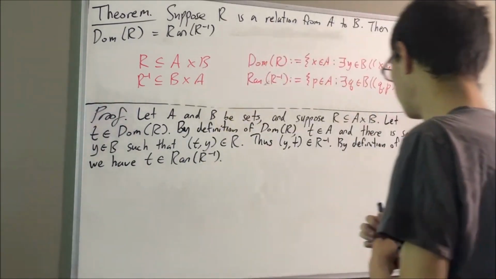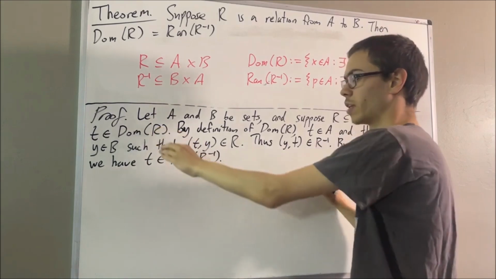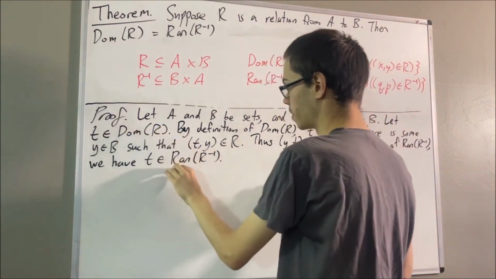So, putting this together, we started with an arbitrary element in the domain of R and showed that it also lies in the range of R inverse. Therefore, the domain of R is a subset of the range of R inverse.